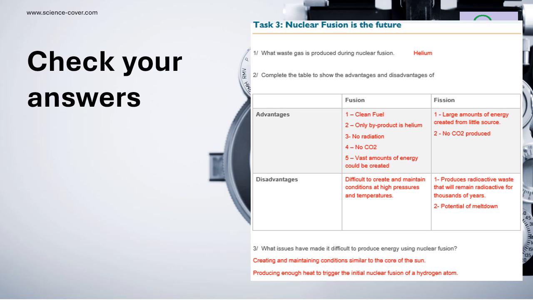The advantage of a fission reaction is that it produces large amounts of energy from a very little source. It also produces no carbon dioxide emissions. The disadvantage for a fission reaction is that it produces radioactive waste, which will remain radioactive for thousands of years. We also have the potential of a meltdown.